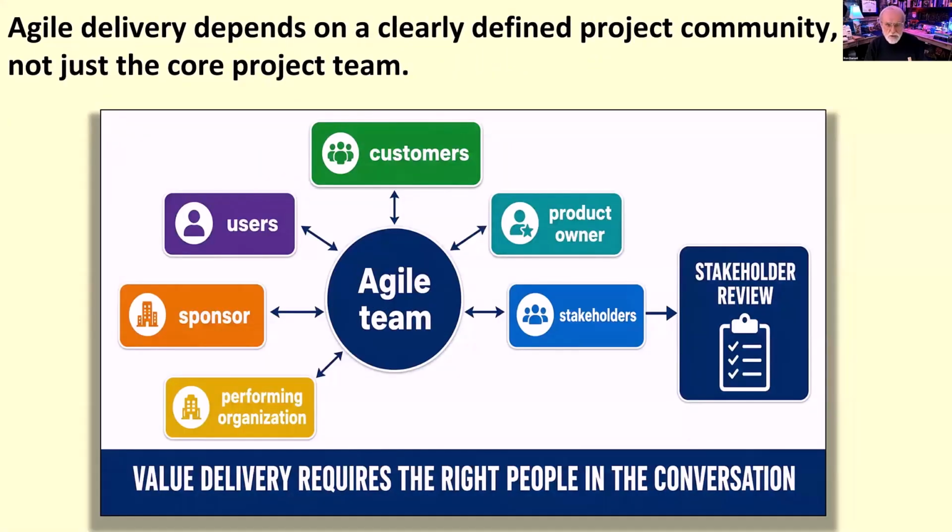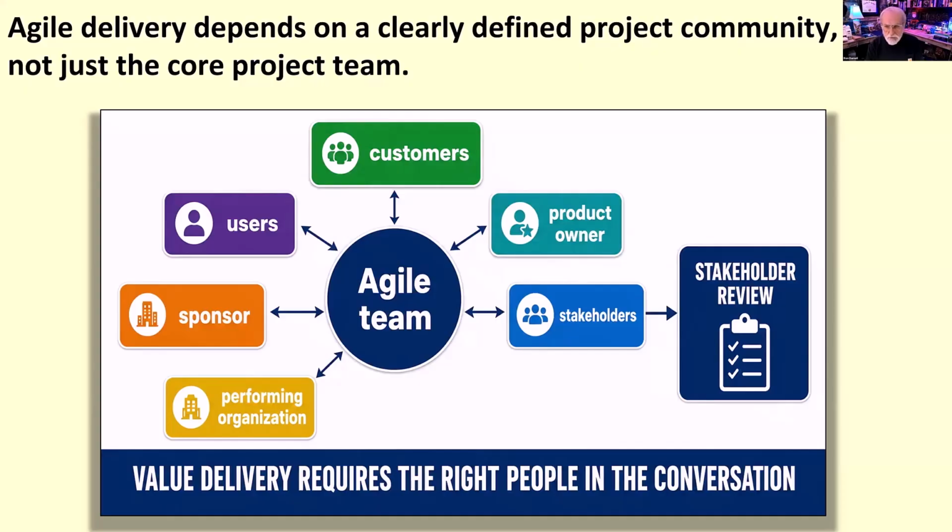Then we have the project community and team, and this Agile delivery depends on a clearly defined project community, not just the core team. So the delivery approach document should identify more than just the people doing the work. It depends on a broader project community that includes customers, users, sponsors, stakeholders, product leadership, and the performing organization. So we should explain in this part of the document who participates in the project, what role they play, and how they contribute to feedback, decisions, approvals, or delivery.